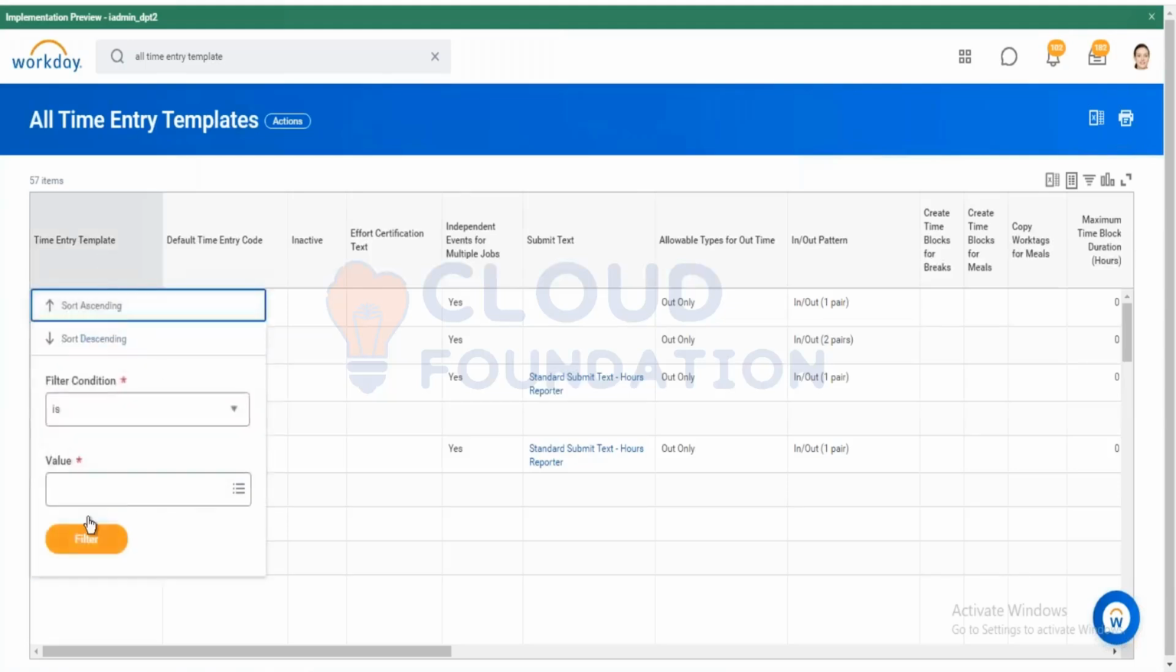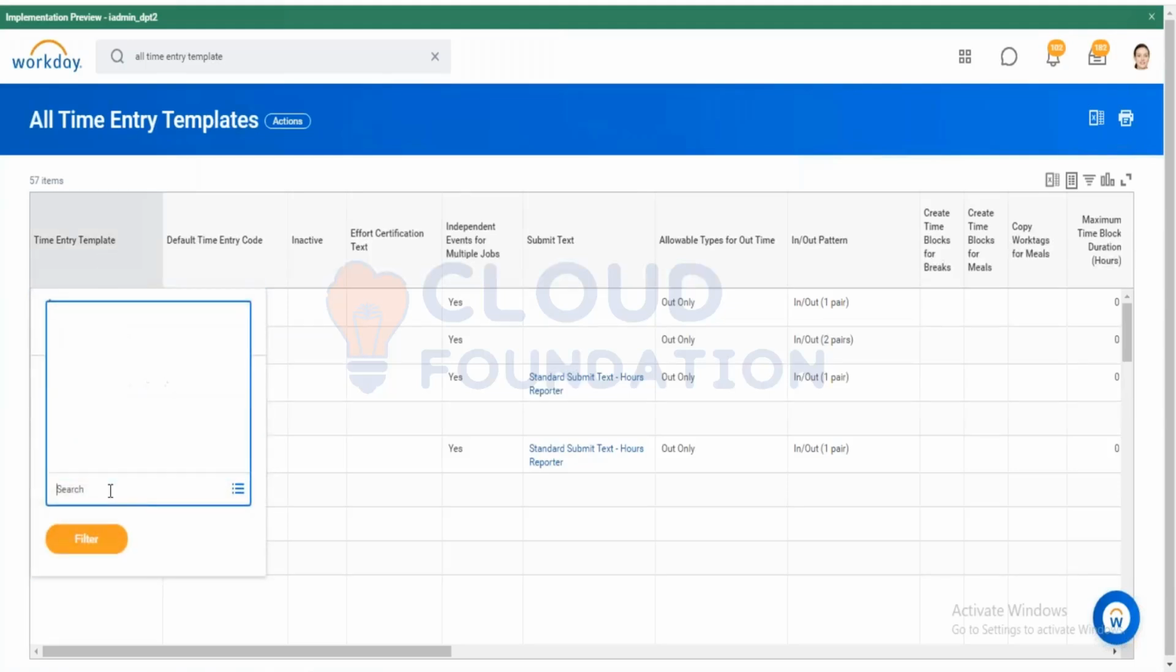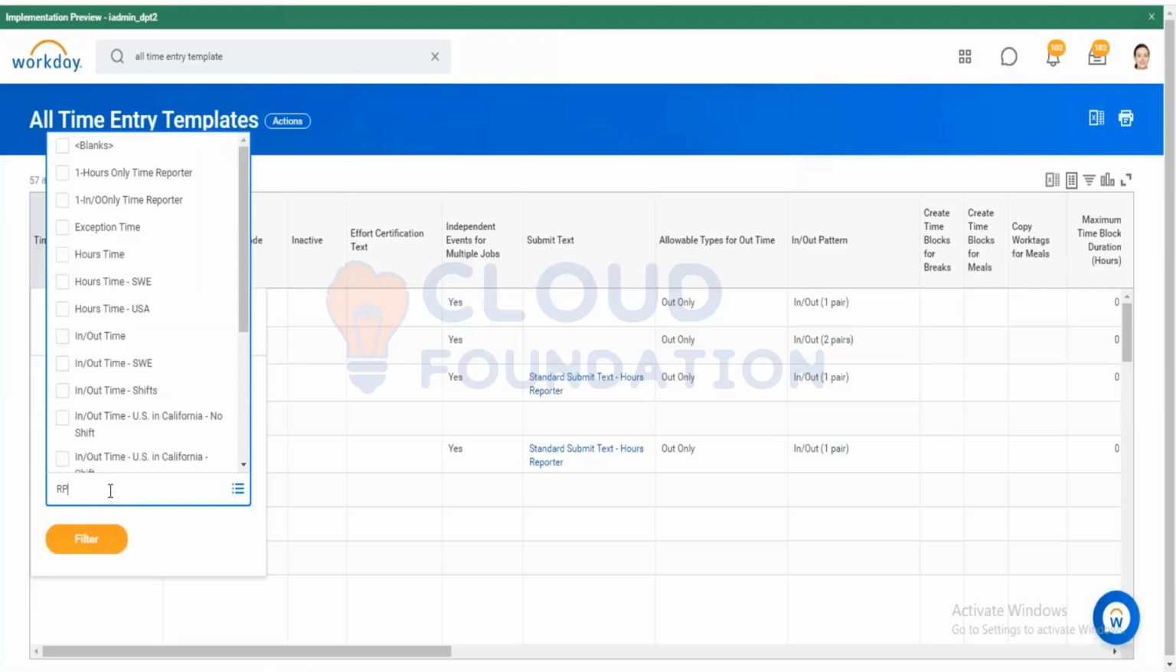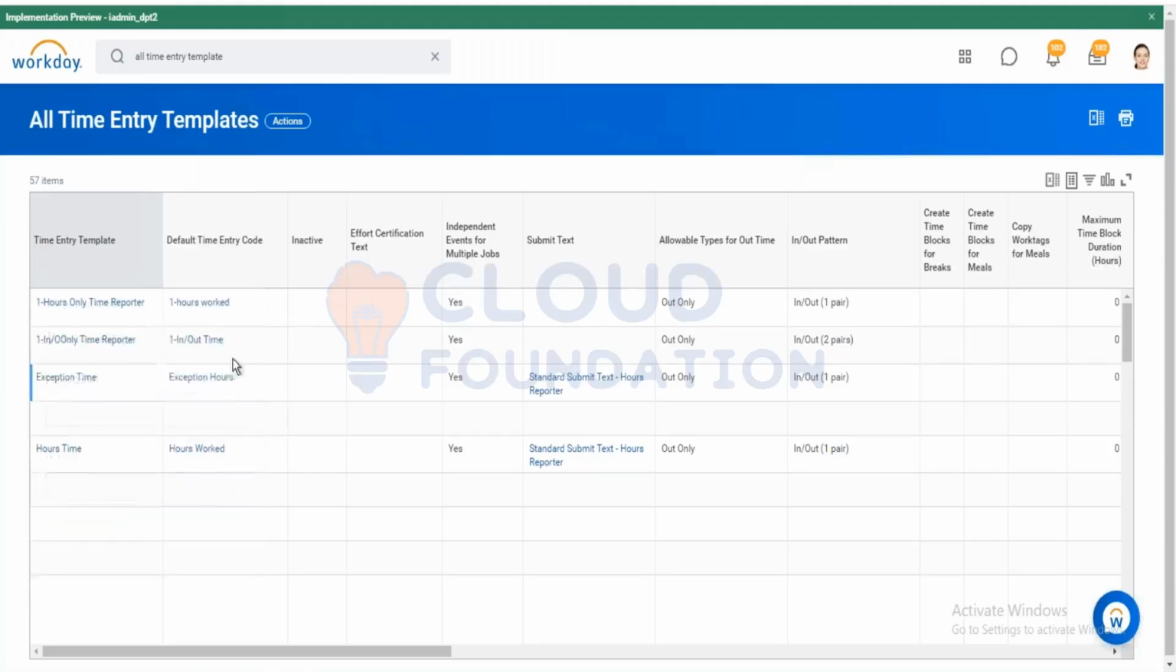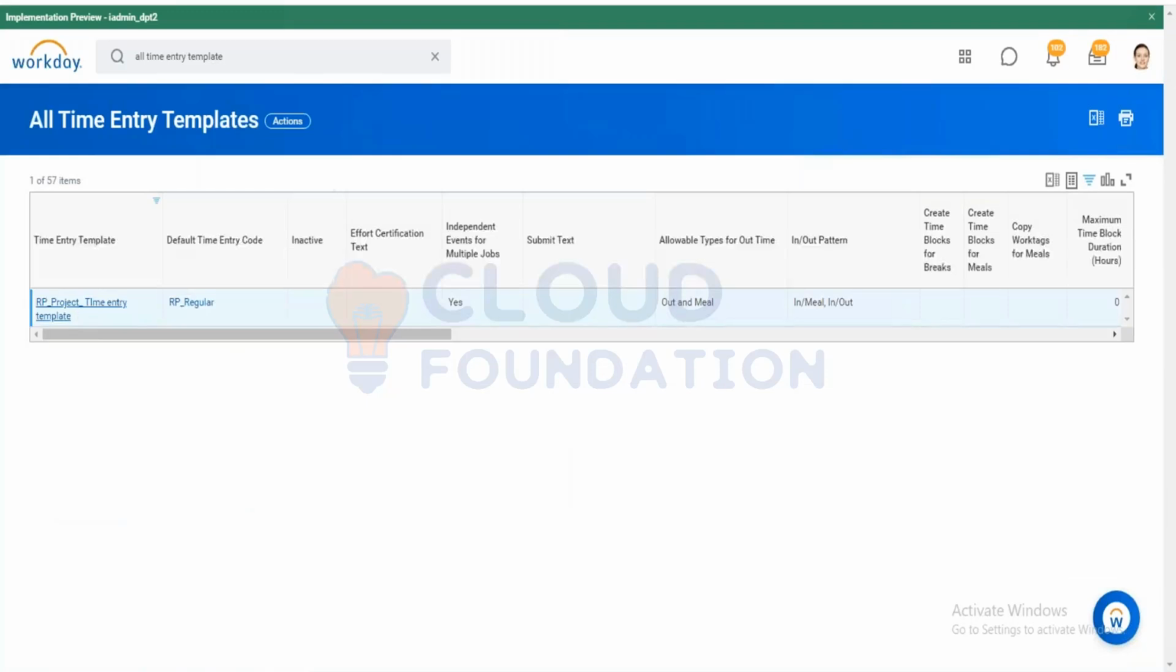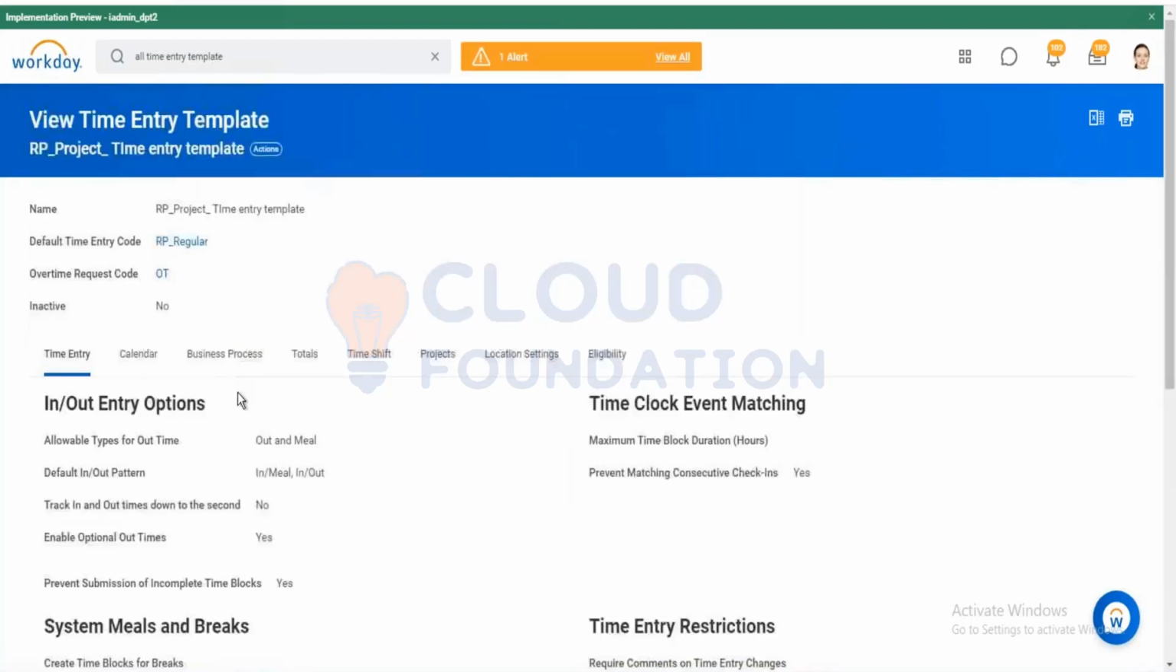Now let's talk about the time entry template we worked on yesterday, the RP project time entry template. Yesterday we talked about the first section, which is in and out, where you see the in out type of order. In order to use it, you are an in and out worker and have a time entry code for in and out entry.